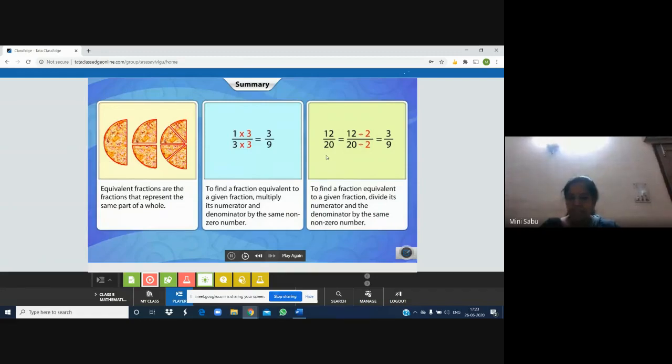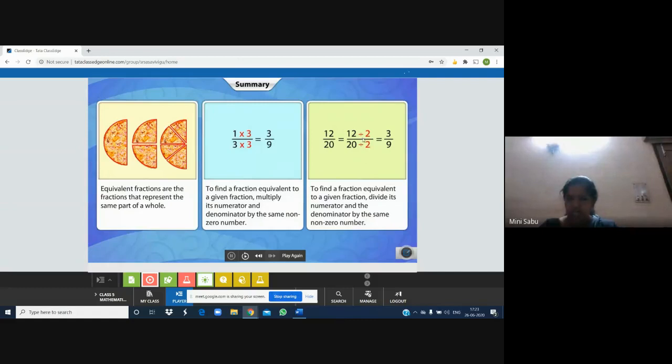Then coming to the third box, here the division method is shown. 12 upon 20. They are trying to find out one equivalent fraction of 12 upon 20. 12 and 20, they have divided by 2. Okay. 12 divided by 2 is, it should be 6 here. That means this is a mistake here actually.